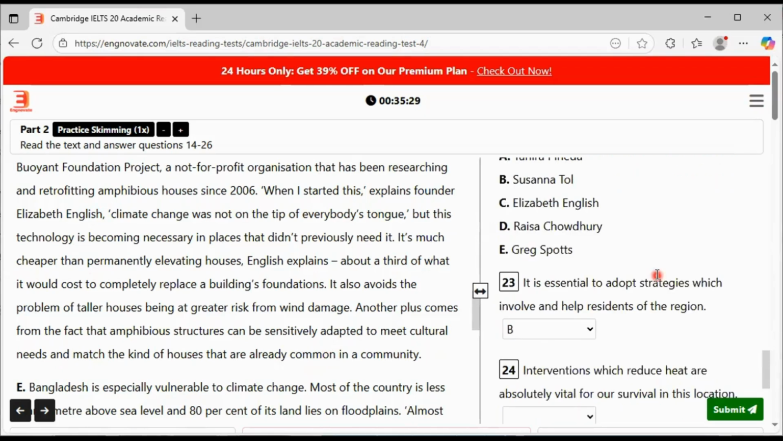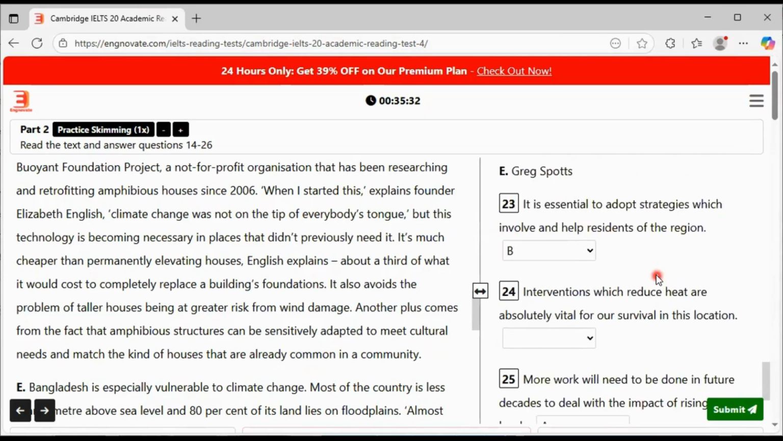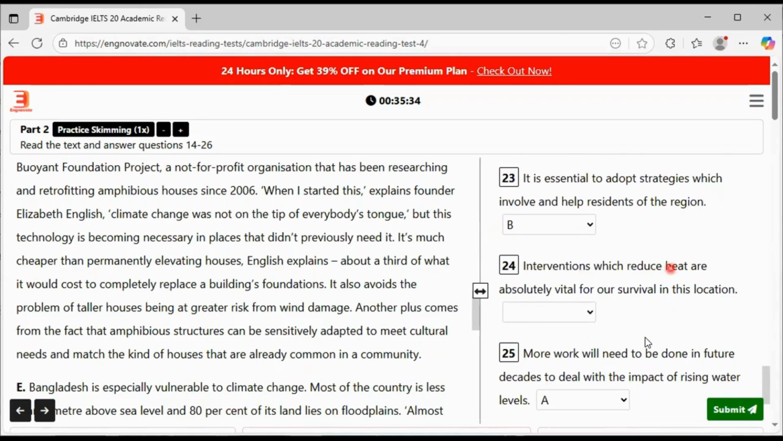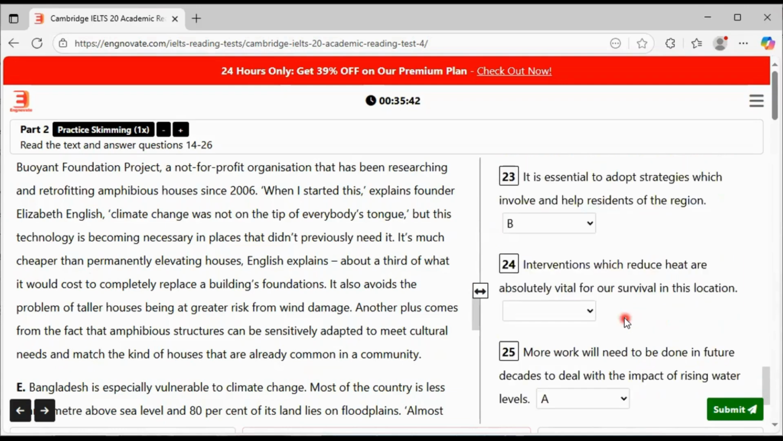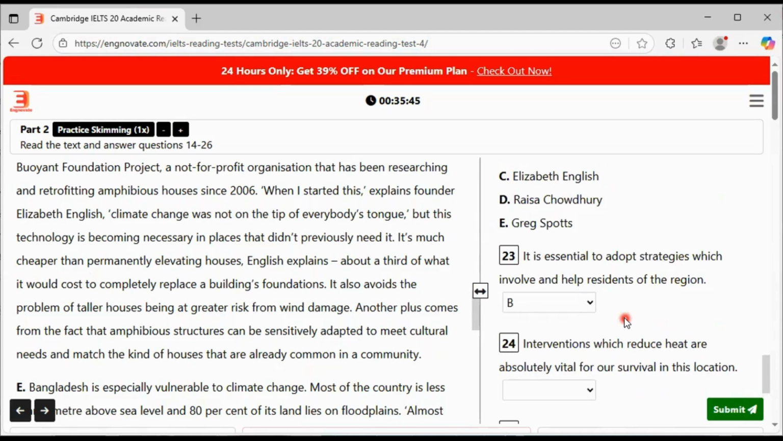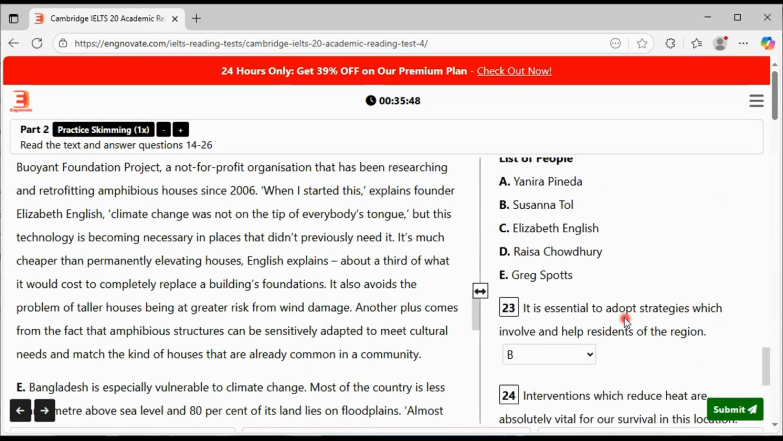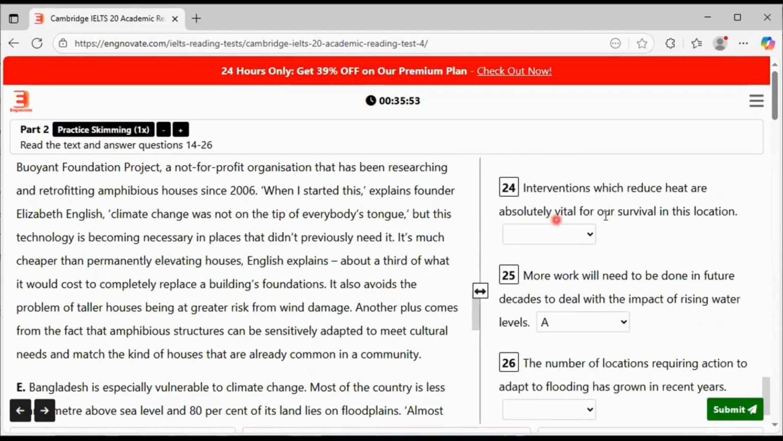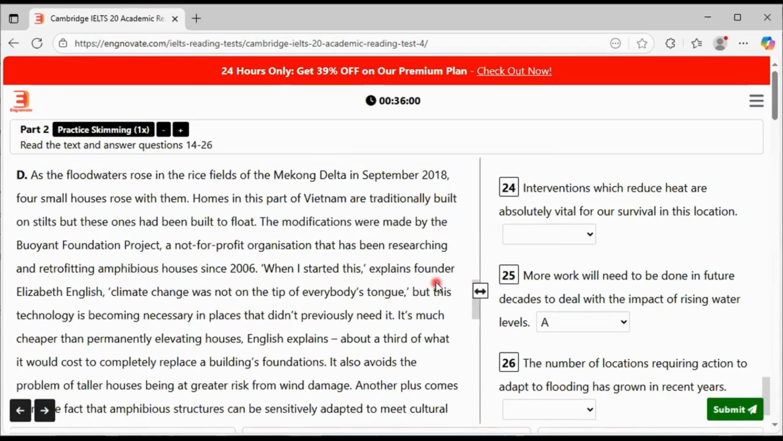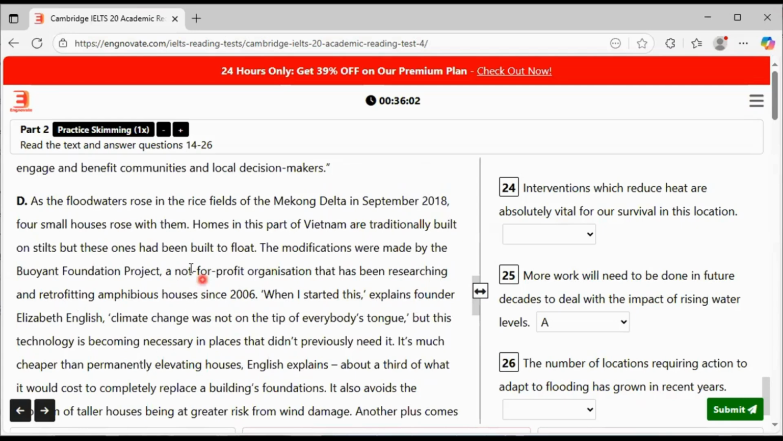Okay, Elizabeth English, what do we match to you? Reduce it. No, that's not what English said. The number of locations requiring action. No, that's not. There's nothing for Elizabeth English here. Based on what I read here, I can't see any intervention. It's number of locations required. Hold on, flooding. They mentioned flooding here. This place talked about flood water rules. Hold on.